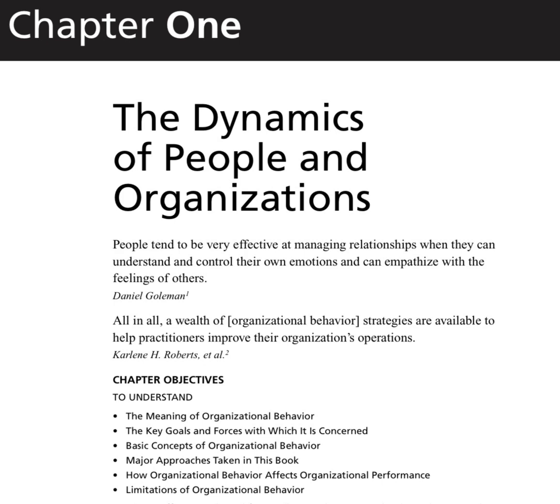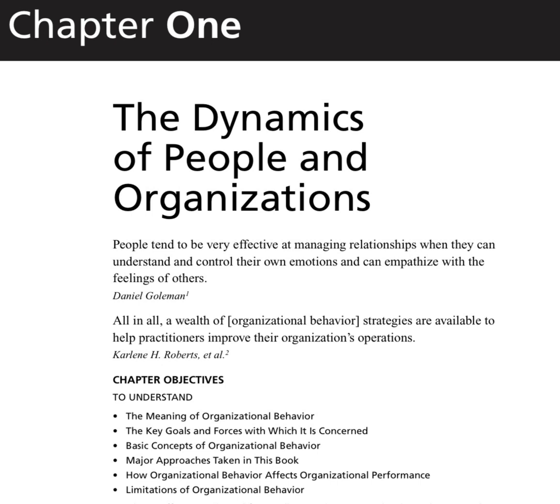Our chapter 1 is about the dynamics of people and organizations. People tend to be very effective at managing relationships when they can understand and control their own emotions and can empathize with the feelings of others. Just like in our previous discussion, we already mentioned the definition of human behavior.